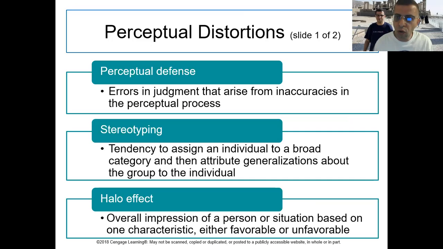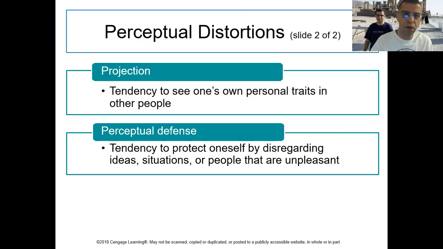And then you have the halo effect. The halo effect is an overall impression of a person or situation based on a characteristic, either favorable or unfavorable. Projection is the tendency to see one's own personal traits in other people. And there is what you call perceptual defense, the tendency to protect oneself by disregarding ideas, situations, or people that are unpleasant for you.